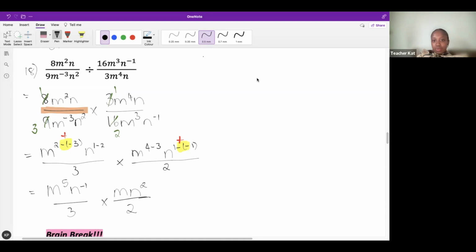Right. Now all that's left is to multiply, right? We can't simplify any further. We have to multiply. And when you are multiplying, what do we do with the exponents? We add. See, multiplication is all that's left. We're going to add. So I'm going to have m to the power of 5 plus 1, n to the power of -1 plus 2, divided by, what is 3 times 2?